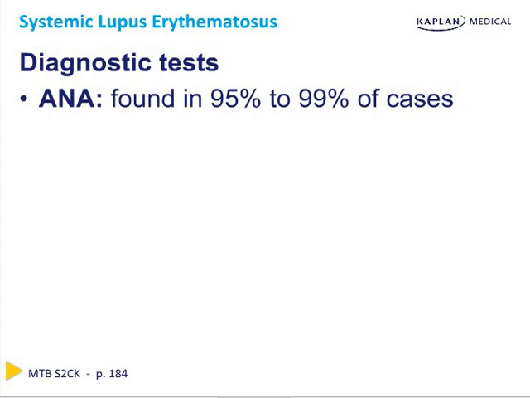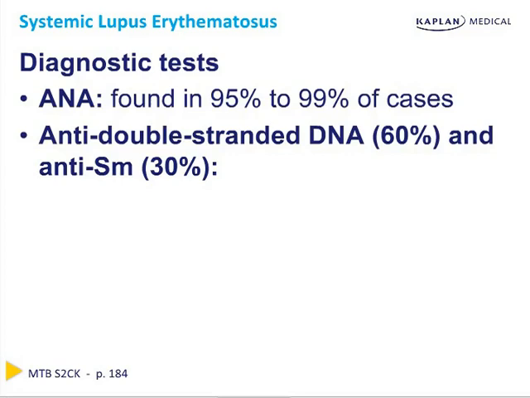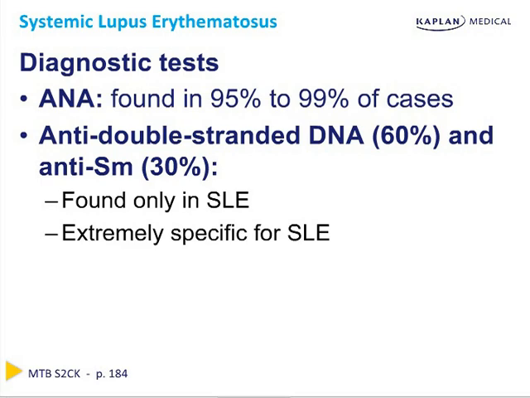A positive ANA is found in 90 to 95% of cases of SLE. A negative ANA, however, is extremely sensitive for lupus, but a positive ANA is poorly specific. Many rheumatologic diseases are associated with a positive ANA. Therefore, if it's positive, you're not necessarily sure if it's lupus, but if it's negative, you might be able to rule it out. Anti-double-stranded DNA is positive 60% of the time, and anti-Smith is positive 30% of the time. These are 2 antibodies that are only found in SLE and are extremely specific for the disease.